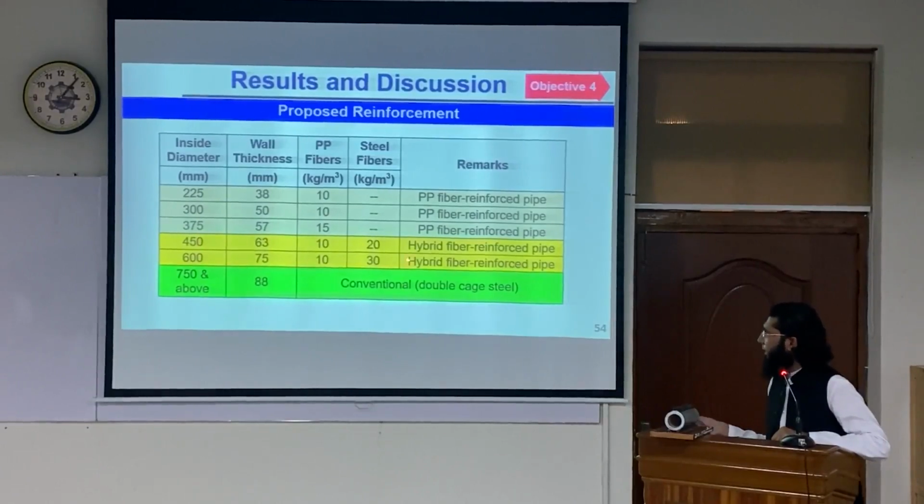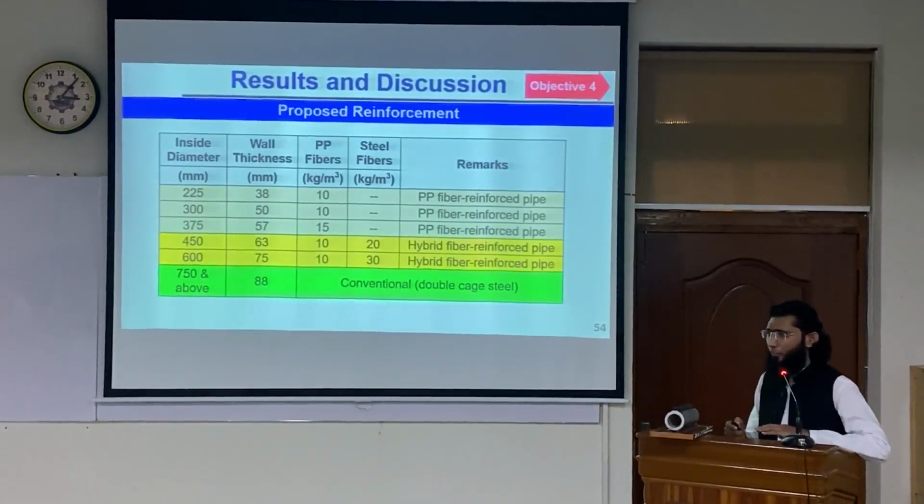As the diameter increased, a hybrid of PP and steel fibers was recommended, and then for the larger diameter pipes, the results showed that a conventional steel cage can be provided, because now the wall is thick enough.